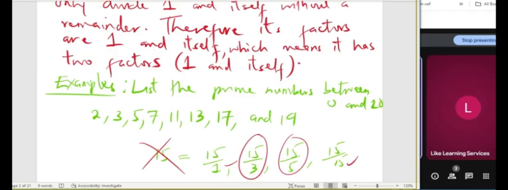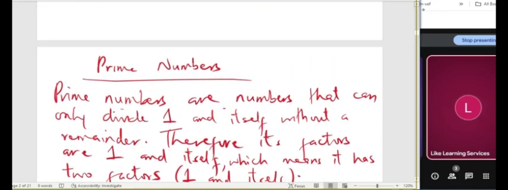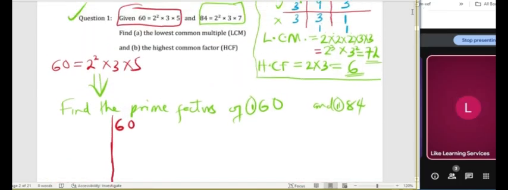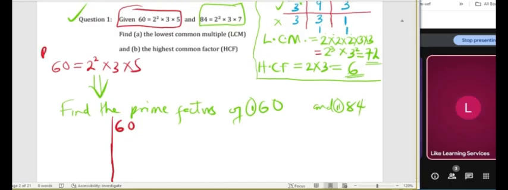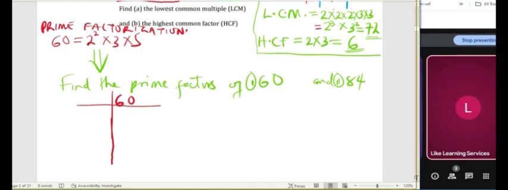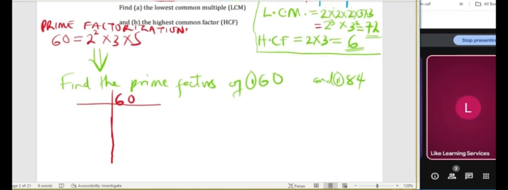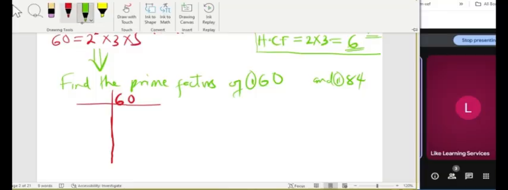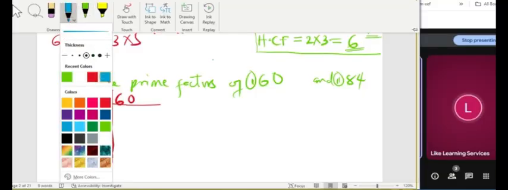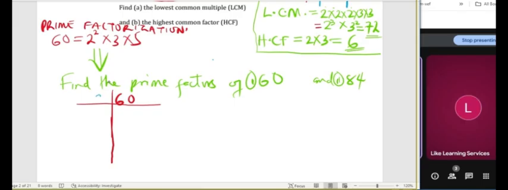All right. Sometimes they may give you this and ask you to find its prime factorization. So let's do that first of all. For instance, if you are given 60, let me remind you of how to do it. Just start dividing it with prime numbers. Start with the lowest. 60 divided by 2 is 30.